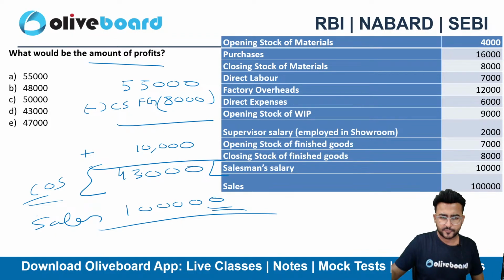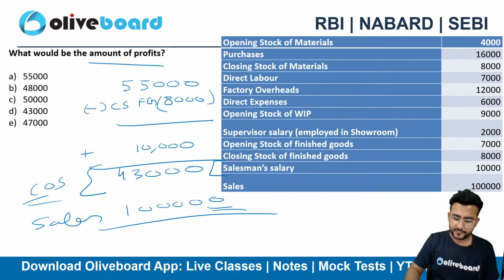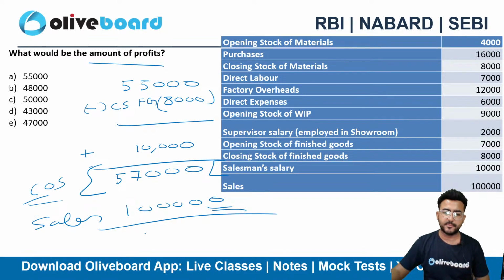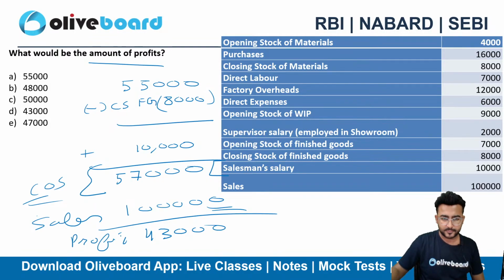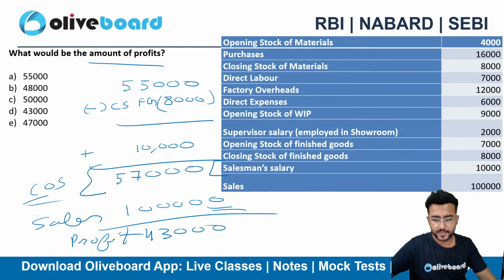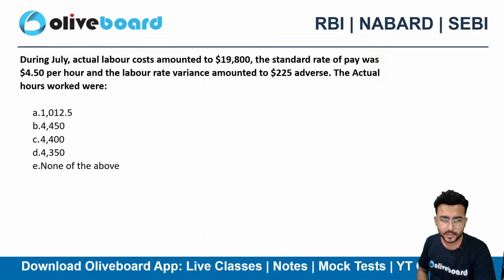Sorry, this is not 43,000, right? 55,000 minus 8,000 plus 10,000. This is 57,000. Okay, my bad. 57,000 minus 1 lakh rupees, my sales amount. This will be 43,000, which is nothing but my profit. This will be your profit, 43k. Option D here will be the correct choice. Next question.